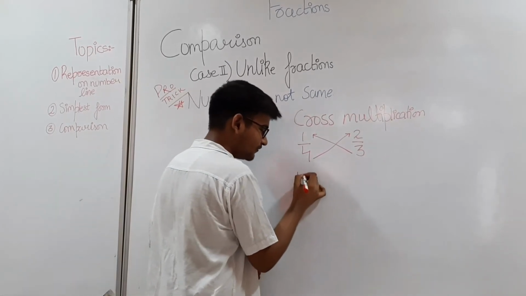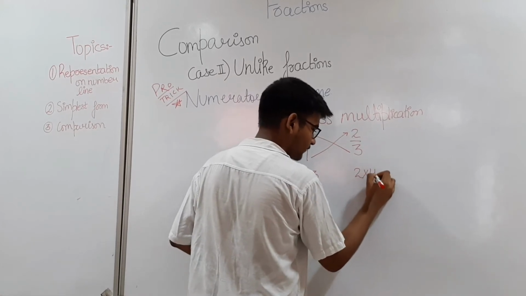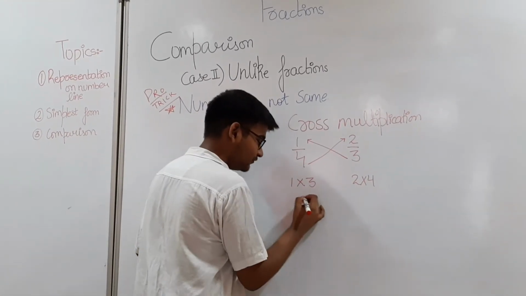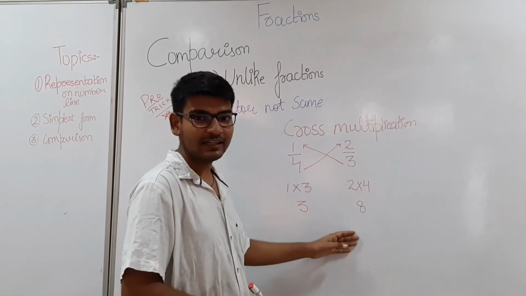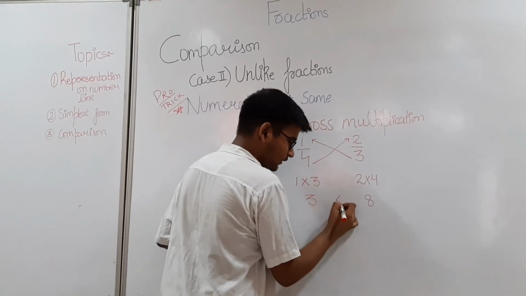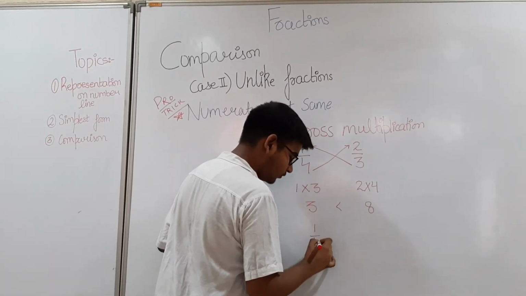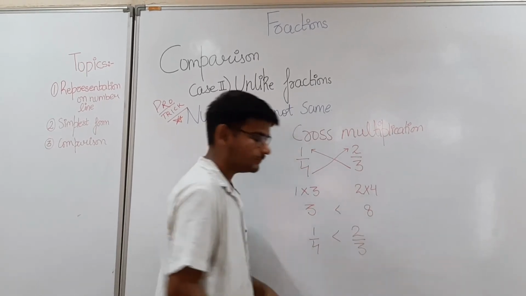So this will be 1 into 3 and this will be 2 into 4. So this will be 3 and this will be 8. Now we will compare these two numbers. Since 8 is greater than 3, 1 by 4 will be less than 2 by 3.